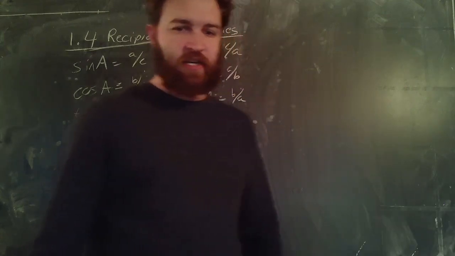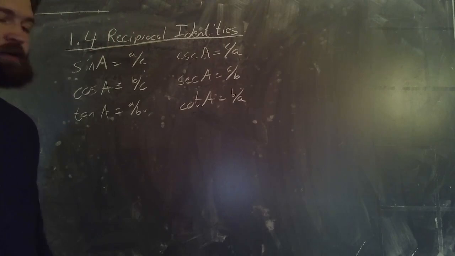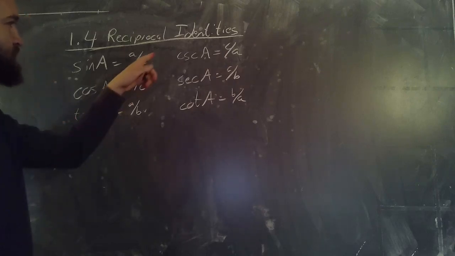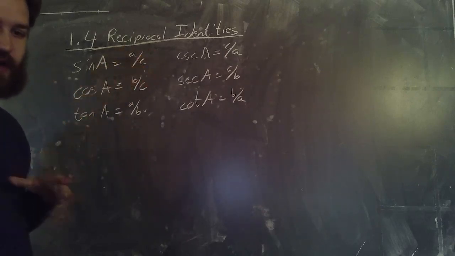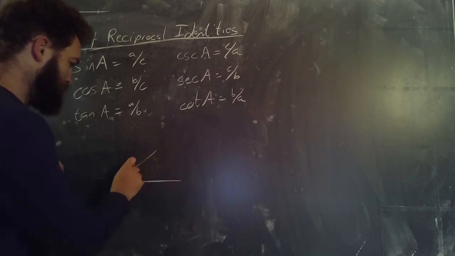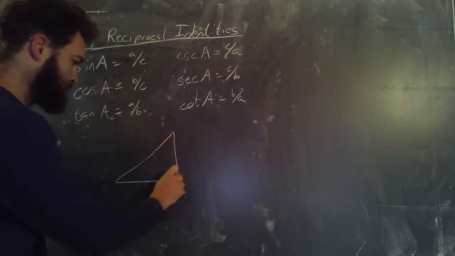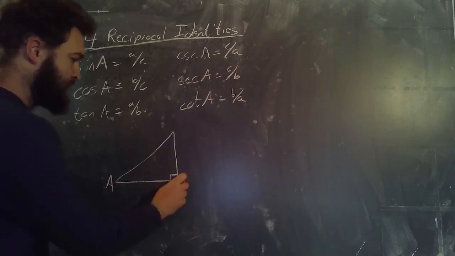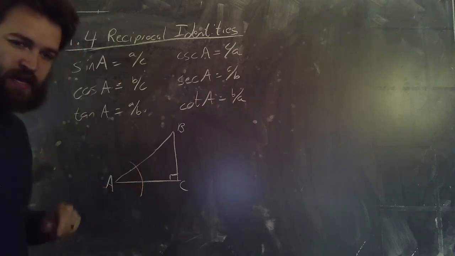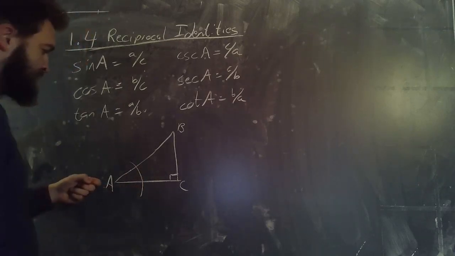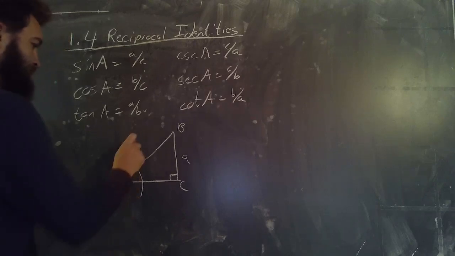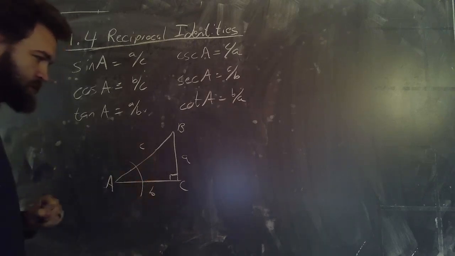Okay, recalling from section 1.3 the definitions of our 6 trigonometric ratios, we have sine, cosine, and tangent that are all ratios of different sides of a right triangle to each other. And all of these are done with reference to a right triangle whose angle A is in standard position on the coordinate grid, this being the angle that we're interested in. And the naming scheme is that a goes across from A, c goes across from C, b goes across from B.